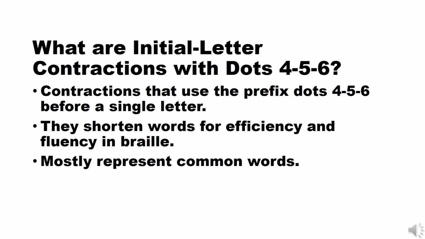Now, so what exactly are initial letter contractions with dots 4, 5, 6? These are special Braille contractions that represent a whole word using just its first letter. But here's the key: they carry a prefix of dots 4, 5, 6. That prefix tells us that what we're reading isn't just a single letter, but actually stands for an entire word. These contractions can be used both as a word on their own, like cannot or world, and also as part of a longer word, such as unworldly or dispirited. So, they save us space, speed up reading, and make Braille more efficient.